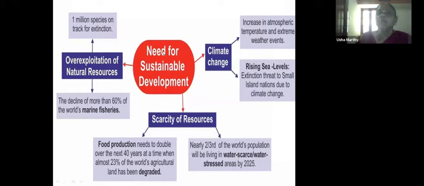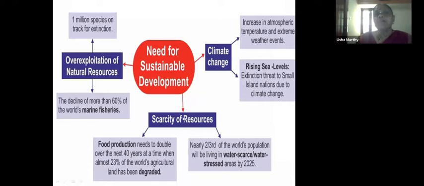Then again, if we don't go for sustainable development, the other problem will be food production. It needs to double over the next 40 years at a time when almost 23% of the world's agricultural land has been degraded. The other aspect is that two-thirds of the world's population will be forced to live in water scarce areas by the year 2025.